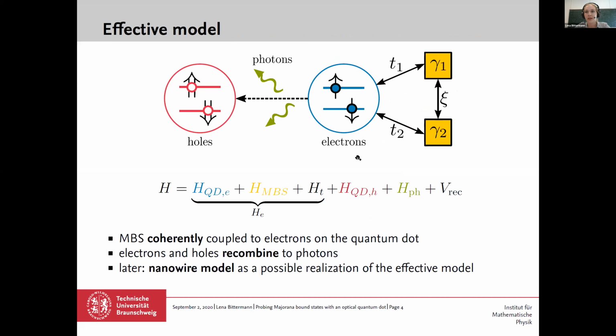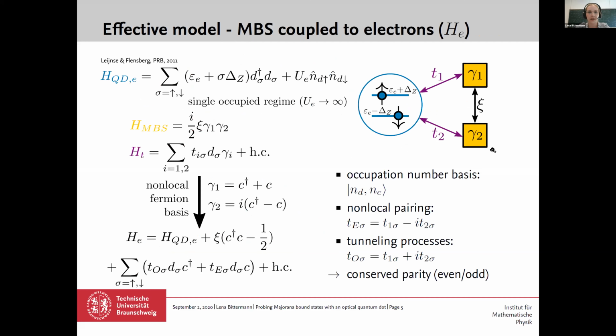So let's move on with our effective model. We have electrons in the conduction band of the quantum dot, which are coherently coupled to the Majoranas, gamma 1 and gamma 2, which can have a finite overlap psi. And in the valence band of the quantum dot, we have holes, and the electrons and holes can recombine to photons with this V-rec here. So let's look at first at this part where the electrons are coherently coupled to the Majoranas.